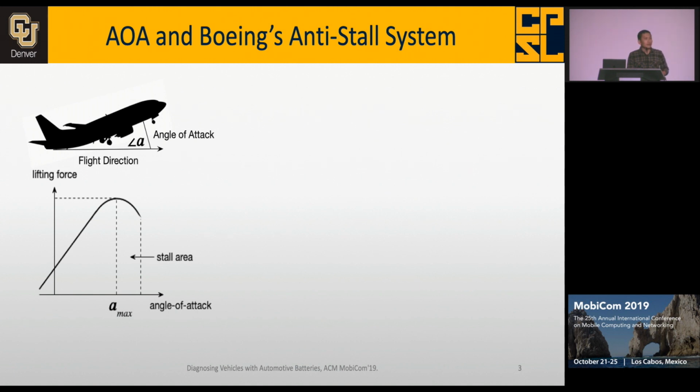But on the other hand, if we have too large an alpha, we still don't have enough, or at least very reliable, lifting force to keep the airplane in the air, right? So this is the area called the stall area, and we need to avoid that.